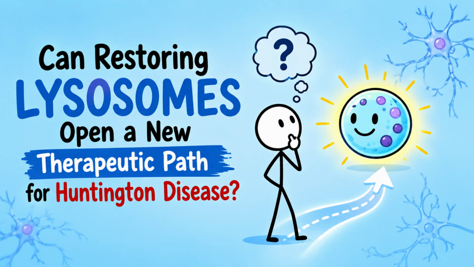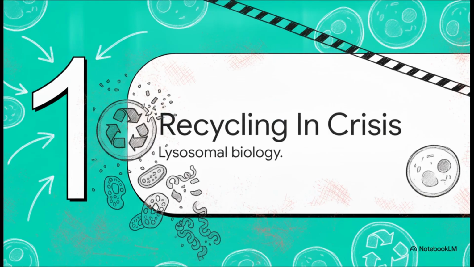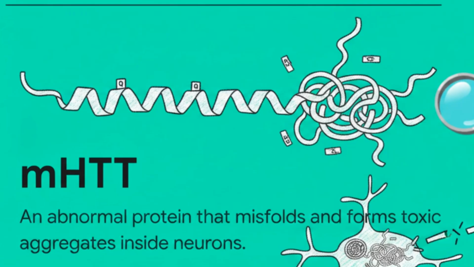Let's get to it. All right, part 1, cellular recycling in crisis. This is the foundation of our lysosomal biology. So let's establish our biological crime scene, right? First, we need to identify the prime suspect, and that's mutant Huntingtin, or mHTT.